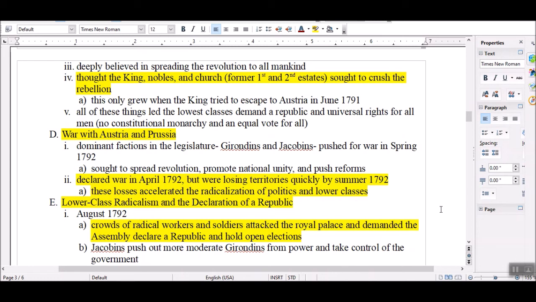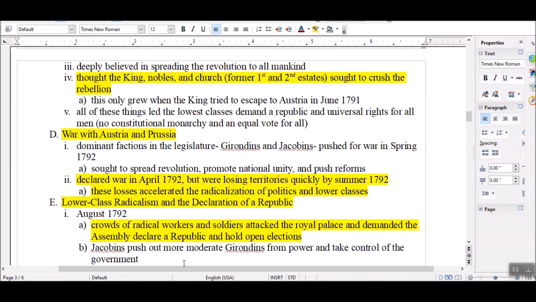Problem is, they're taking on the two most powerful groups in Europe, and France, while they had been one of the most powerful groups, have significantly lost a lot of their power and are not nearly as strong militarily as they thought. And so by just a couple months, they are losing territories very quickly. And those losses are going to make the lower classes radicalize even faster, which is not good.